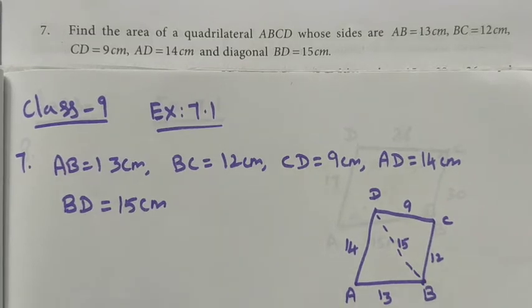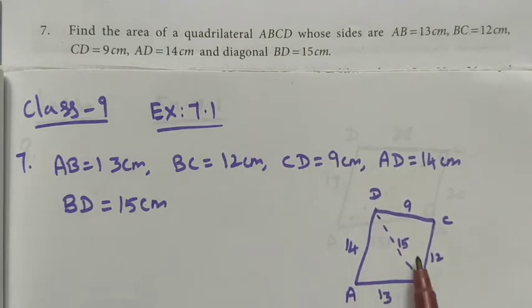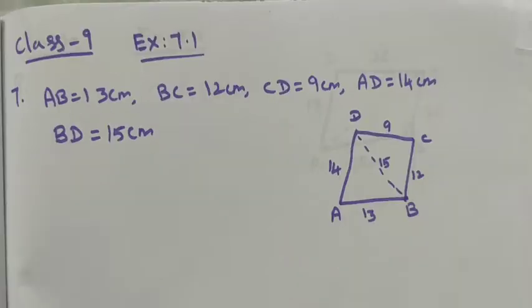Now we want to find out the area of this quadrilateral. See, first we want to find out the area of the triangle ABD and the area of the triangle BCD, and add the two triangles, we get the area of the quadrilateral. Solution.